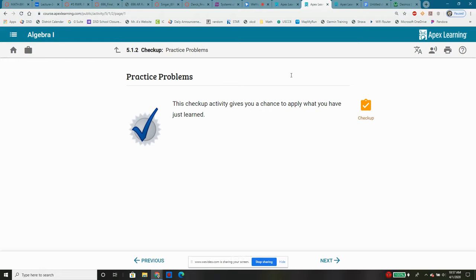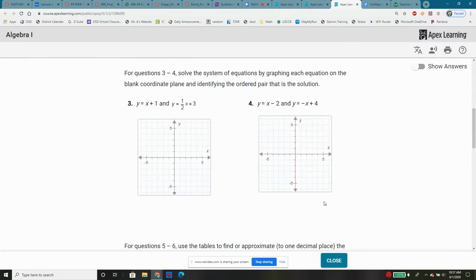I have had a couple questions about what we need to be taking a picture of. Like, what work are we actually taking a picture of? The first thing is this 5.1.2 checkup, the practice problems. You get them by clicking this orange briefcase with a little check mark on it. Then another window will pop up. I've already clicked on it, so that's why I've got this.